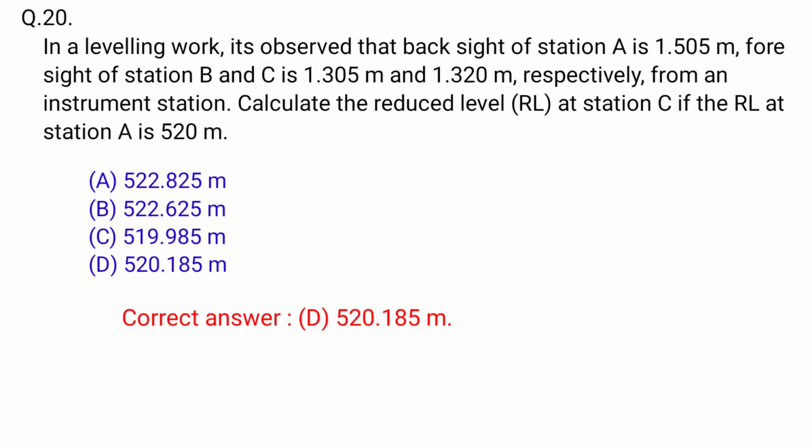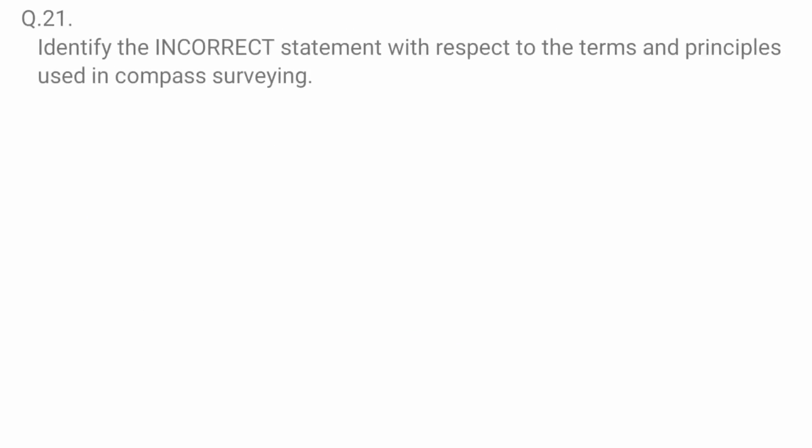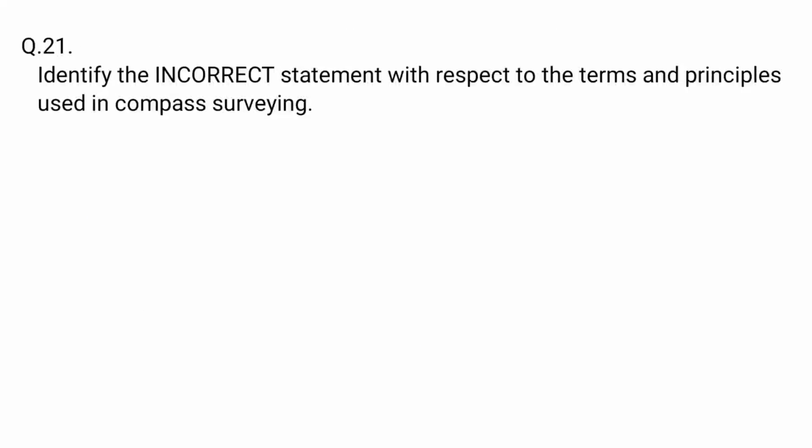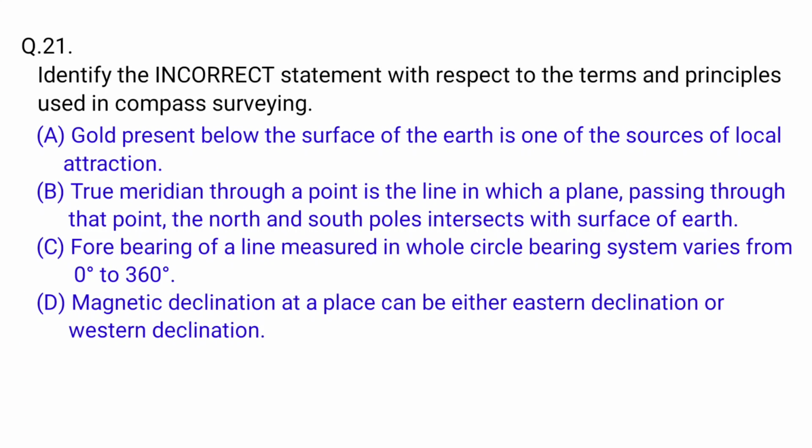Correct answer is option D. 520.185 meter. Next. Question number 21. Identify the incorrect statement with respect to the terms and principles used in compass surveying. Options. A. Gold present below the surface of the earth is one of the sources of local attraction. B. True meridian through a point is the line in which a plane, passing through that point, the north and south poles intersects with surface of earth. C. The bearing of a line measured in whole circle bearing system varies from 0 degrees to 360 degrees. D. Magnetic declination at a place can be either eastern declination or western declination.